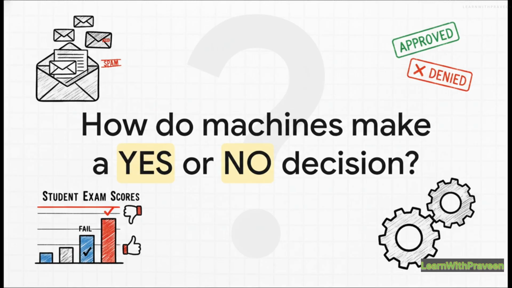That email in your inbox, a student's final grade. Every single day, all these systems are making countless little binary choices. Is this email spam or is it legit? Did the student pass or did they fail? Is the credit card transaction approved or denied? So how in the world does a machine learn to draw that line in the sand and just make a call? Well, that's the puzzle we're going to solve today.